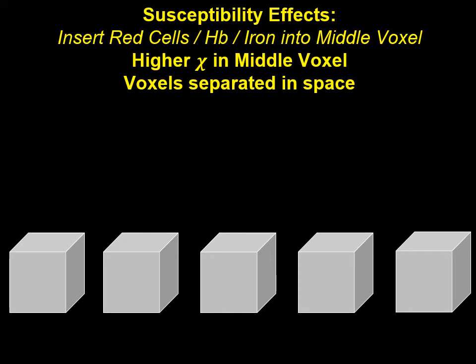Let's separate these voxels out in space and then put something into the middle voxel that gives us a higher magnetic susceptibility. In this example, we're going to put some red blood cells into the middle voxels. Red blood cells contain iron. Iron's paramagnetic, so it changes the susceptibility. It has a higher magnetic susceptibility than the other voxels in this slide.